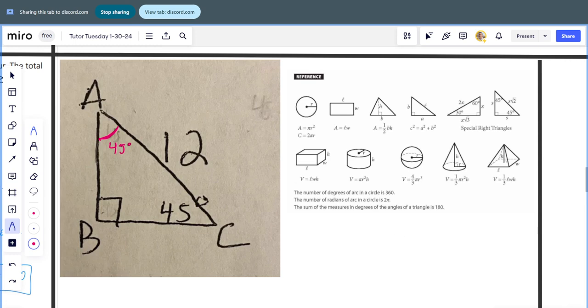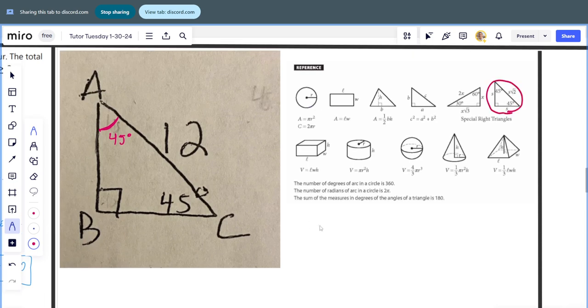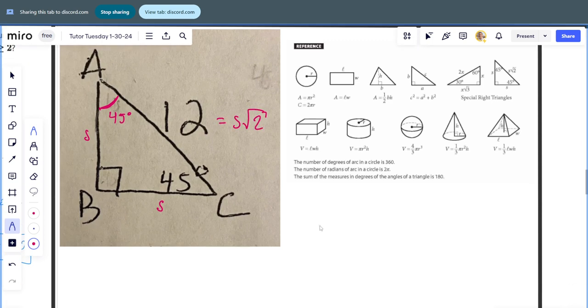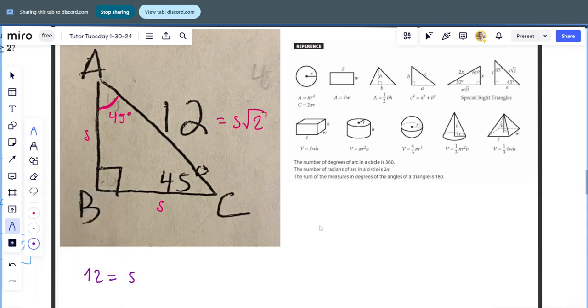So if you want to find the lengths of the missing sides, AB and BC, on the SAT, you can use this formula right here, or use this diagram, which tells you that if the side length of a leg is S, the hypotenuse will be S root 2. So, for example, we could label this as S, this is S, and 12 is equal to S root 2. Well, if 12 equals S root 2, we can solve for the value of S. So we can just do 12 divided by root 2 and get S.